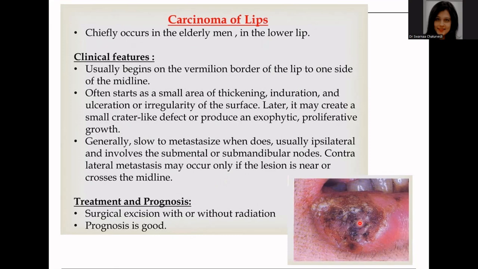Generally, it is slow to metastasize, but when it does, it is usually ipsilateral. Which nodes mainly are involved in the lip area? The submental or the submandibular nodes. Contralateral metastasis may occur only if the lesion is close to the midline or crosses the midline. What is the treatment protocol in this region? Surgical excision with or without radiation, and the prognosis is good in this region.